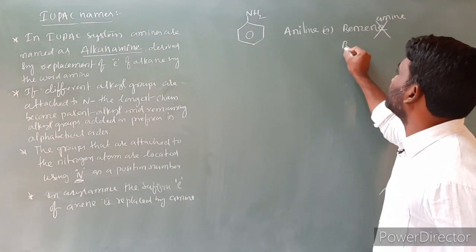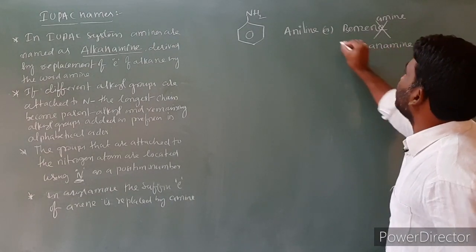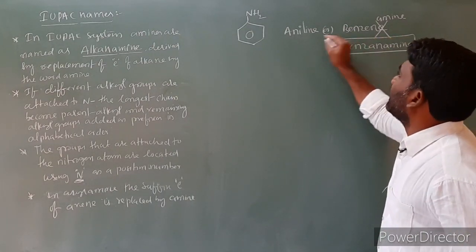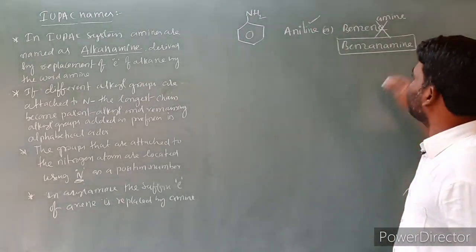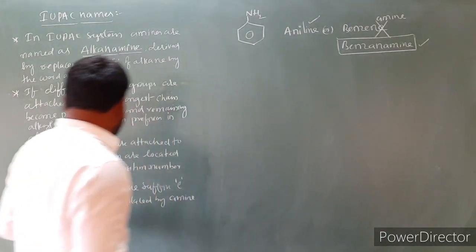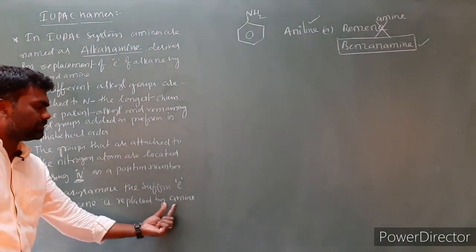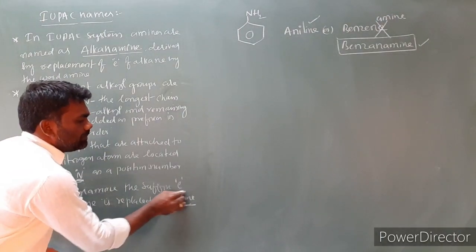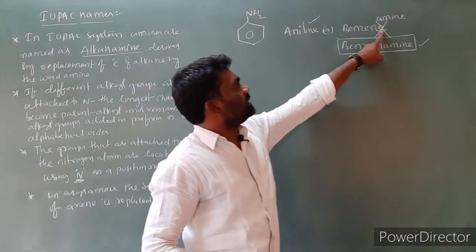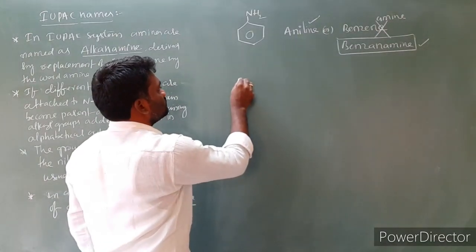The name of this compound is benzenamine. This is the IUPAC name. Aniline is an IUPAC name. In addition to aniline, we can use benzenamine also. So this is the rule. In aryl amines, the suffix E of arene is replaced by amine. That is the rule.